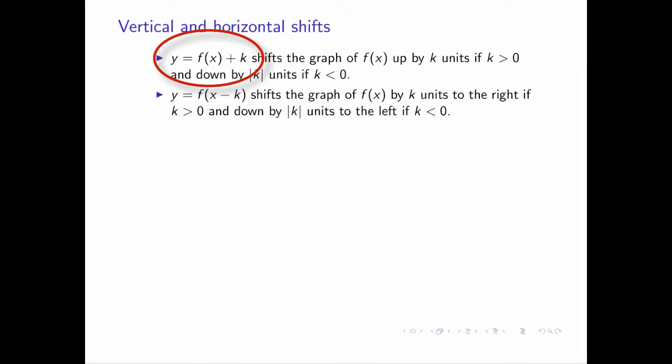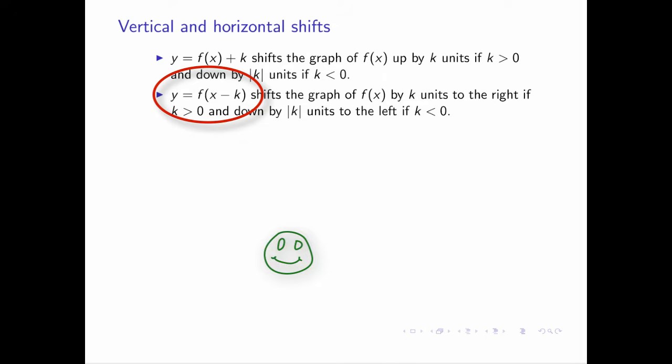If we add k to the function f, it's going to shift the graph of f up by k units if k is positive, or down by k units if k is negative. If we change the argument to the function from x to x minus k, then it's going to shift the graph of f by k units to the right if k is positive, and by the absolute value of k units to the left if k is negative.